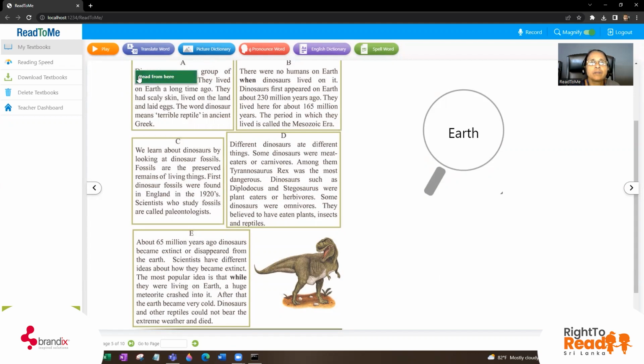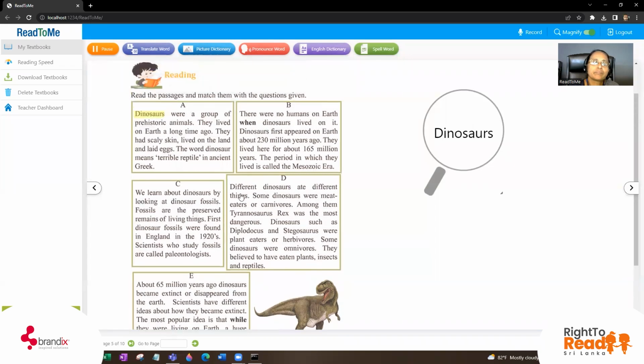First one. A. Dinosaurs were a group of prehistoric animals. They lived on Earth a long time ago. They had scaly skin, lived on the land, and laid eggs. The word dinosaur means terrible reptile in ancient Greek.